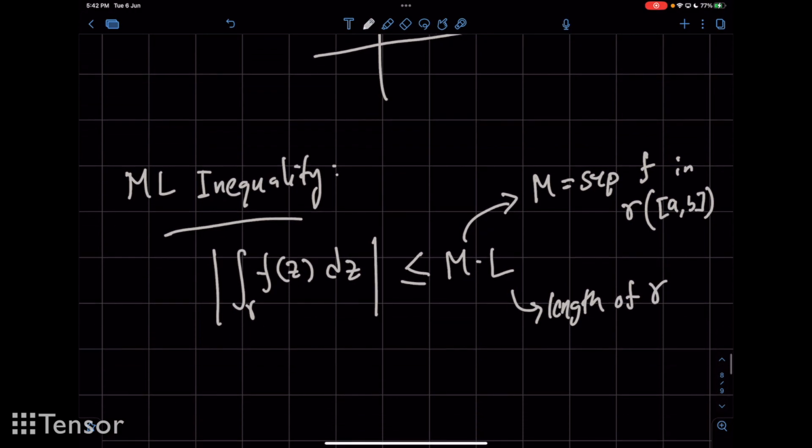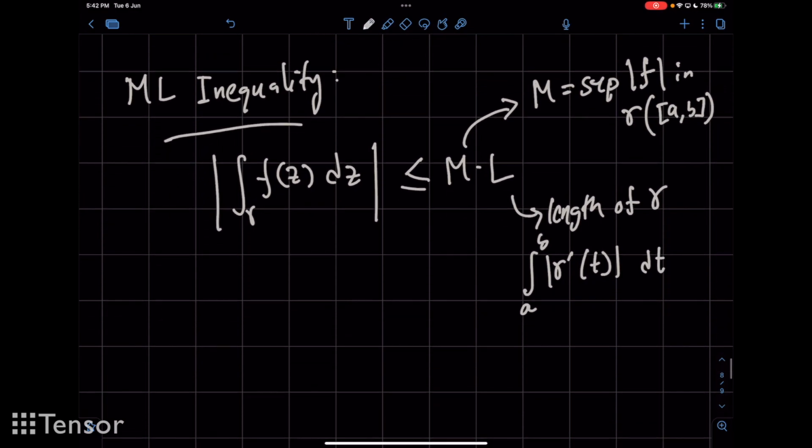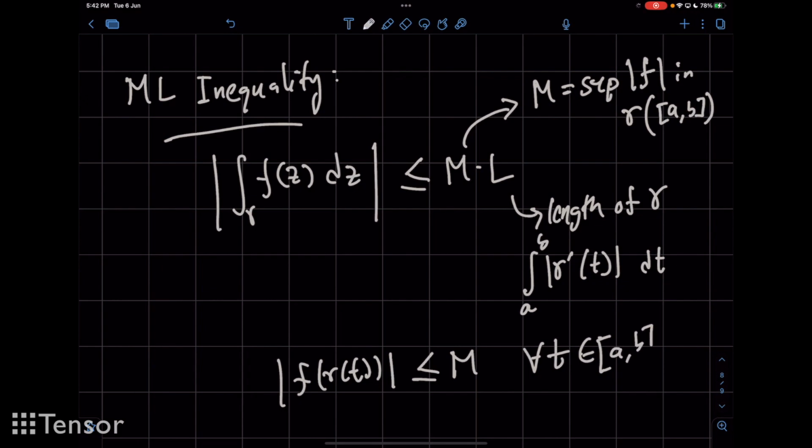And how do we define the length of gamma? We define the length of gamma to be the integral of the absolute value of gamma prime of t. So that is the length of gamma. And M is the highest value of f in the image of the curve. I shouldn't really say highest. Well, the supremum of the absolute value of f. I'm extremely sorry. So this basically means that the absolute value of f of gamma of t is smaller than M for every t. So this is my ML inequality.